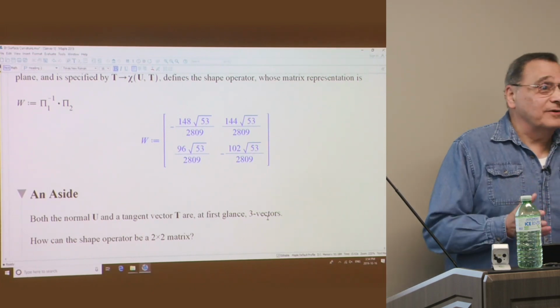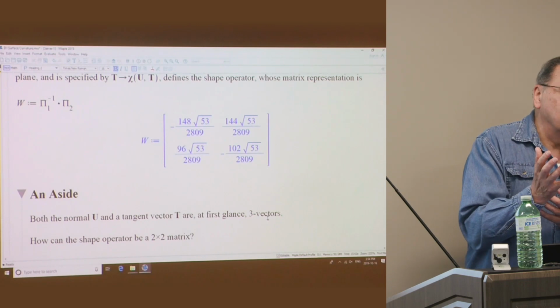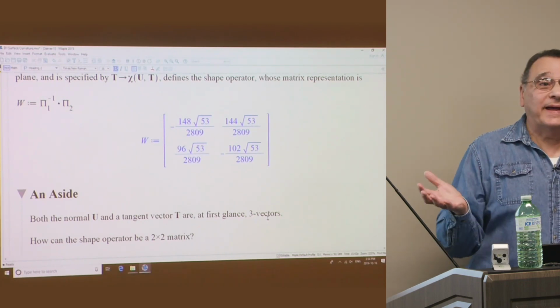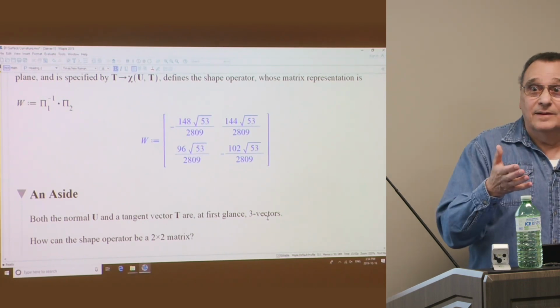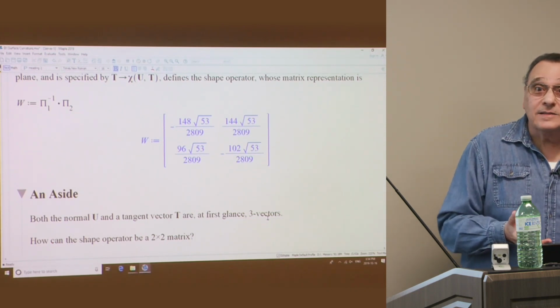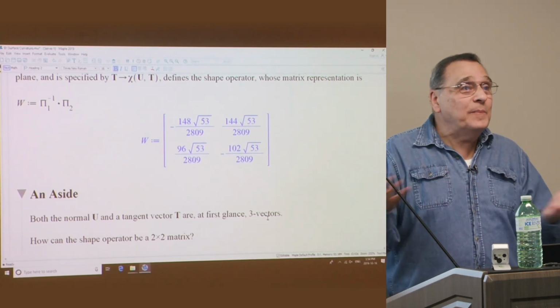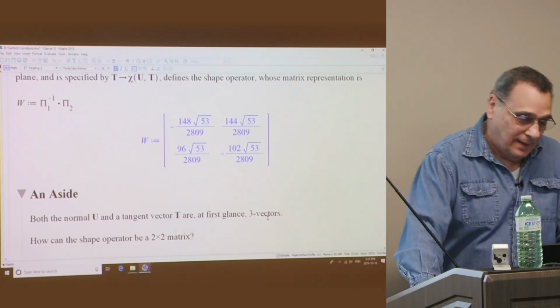I was stumped for a long time because every time I thought of a tangent vector, it had 3 components. That's the only way I could compute it. You got the R, you differentiate it, it's going to have 3 components. The shape operator is a 2 by 2 matrix. How can you be then incompatible?